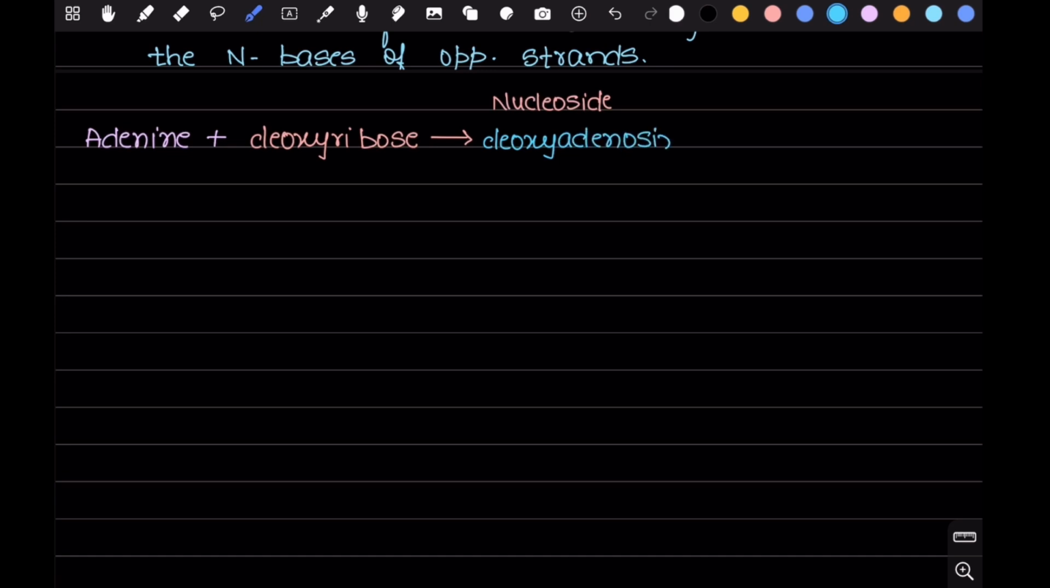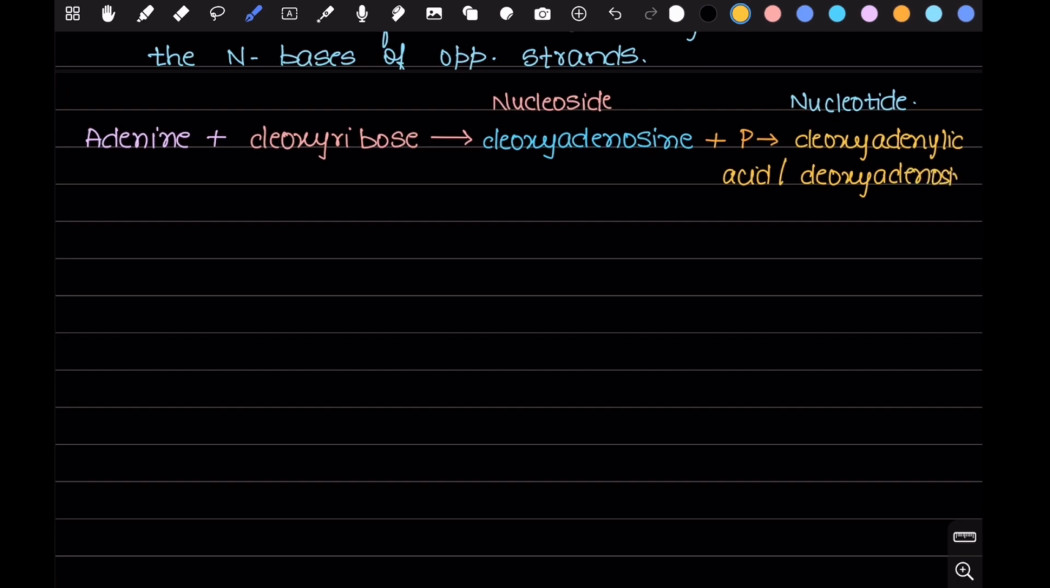And if a phosphate group is added to it, it would form a nucleotide. So the nucleotide consisting of adenine as its nitrogenous base is called deoxyadenylic acid, or another name for this one is deoxyadenosine monophosphate.